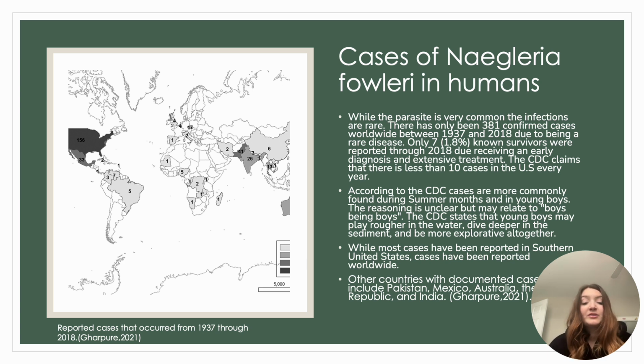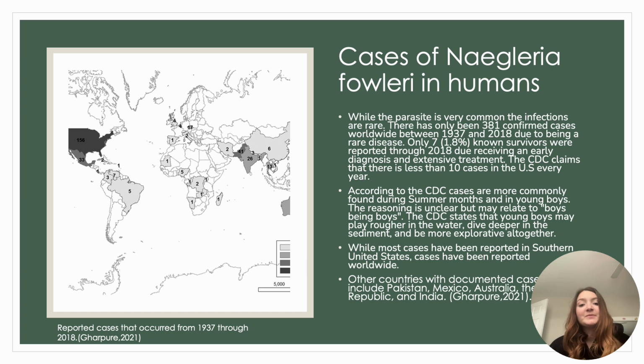There's only been 381 confirmed cases worldwide between 1937 and 2018 due to it being a rare disease. Only about 7% of those have been known survivors, and within that time, it was because of extensive treatment and early diagnosis. Having the right people on your team as well that can actually recognize it. Patient education and education in your hospitals is one of the best ways to have an early diagnosis.